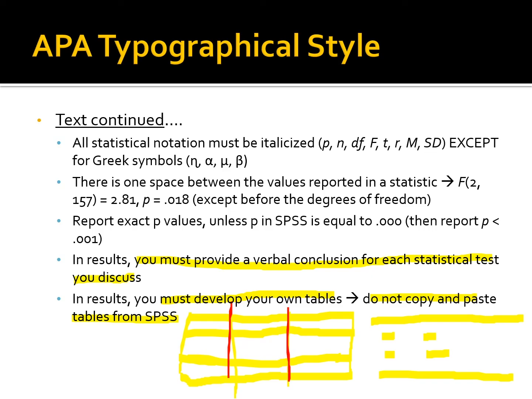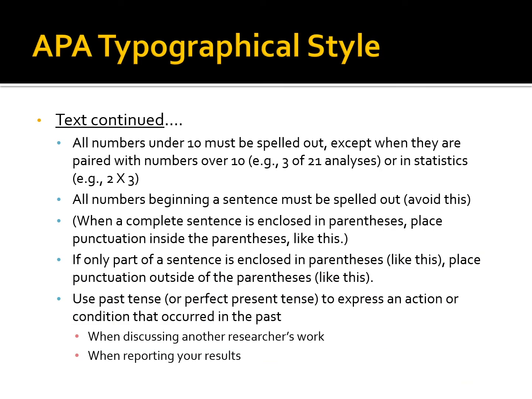Further, SPSS doesn't have APA formatted titles for the tables. So in APA, you're supposed to put Table 1, and then you hit return, and then you type the title of the table, so Descriptive Statistics. That needs to be italicized. Table 1 needs to be bolded. That is not done in SPSS. So if you were to just copy and paste a table from SPSS, it would violate all kinds of APA rules. So don't do it.